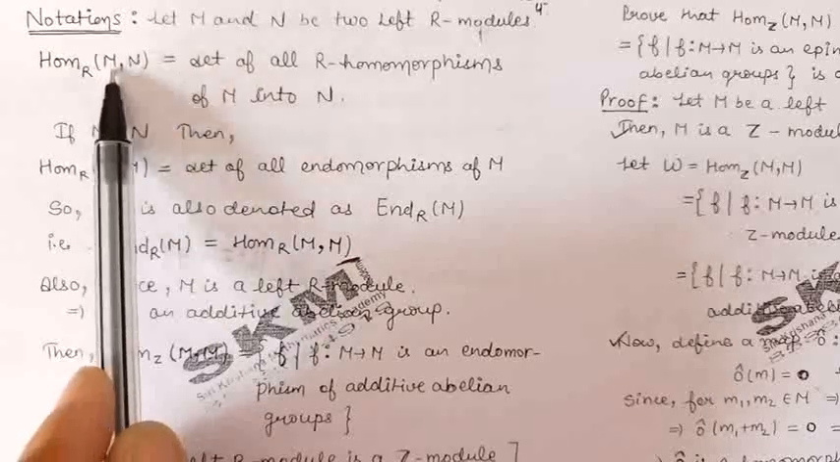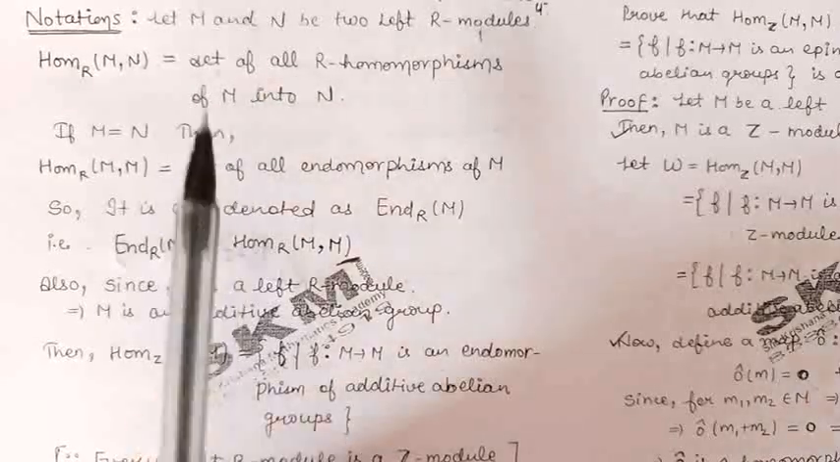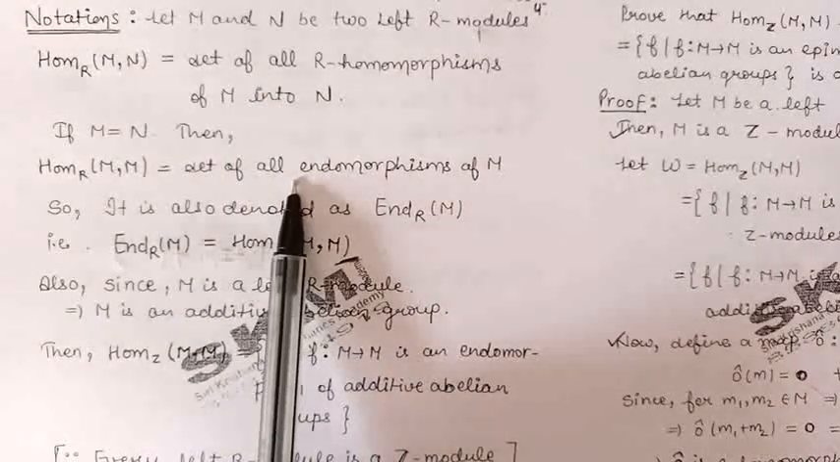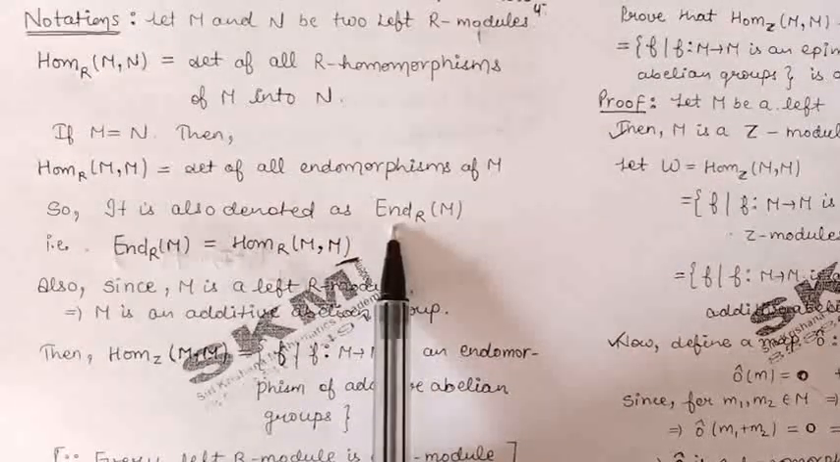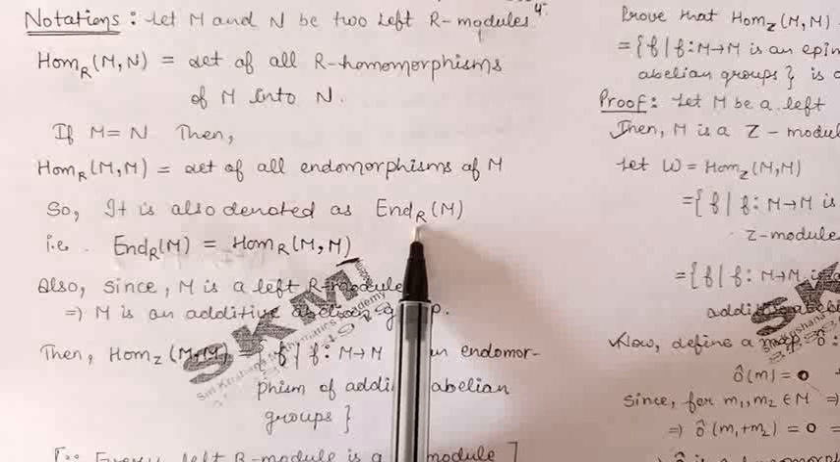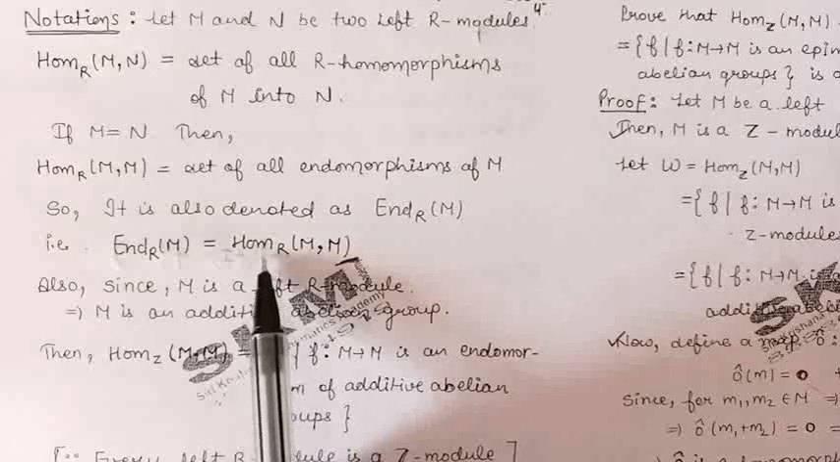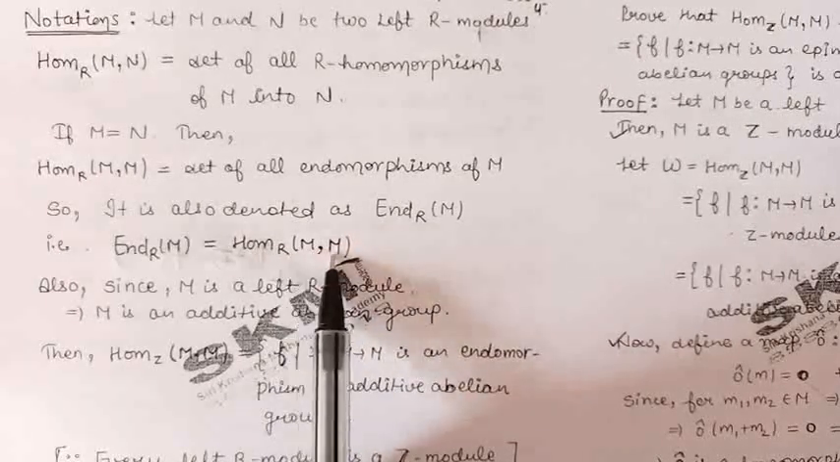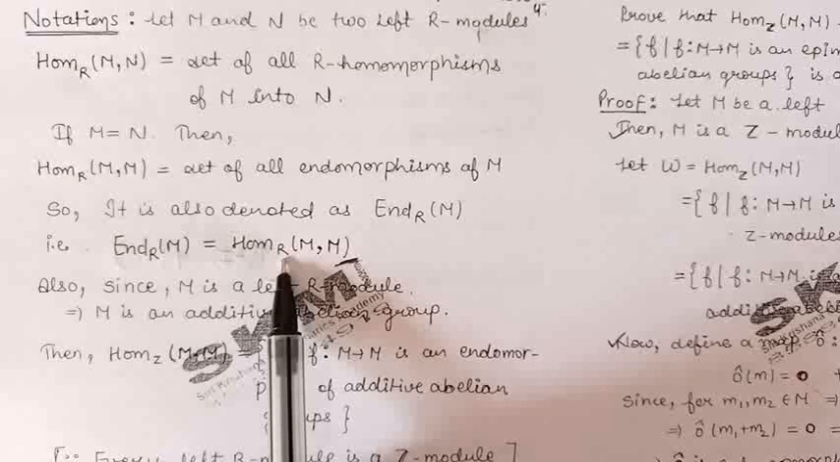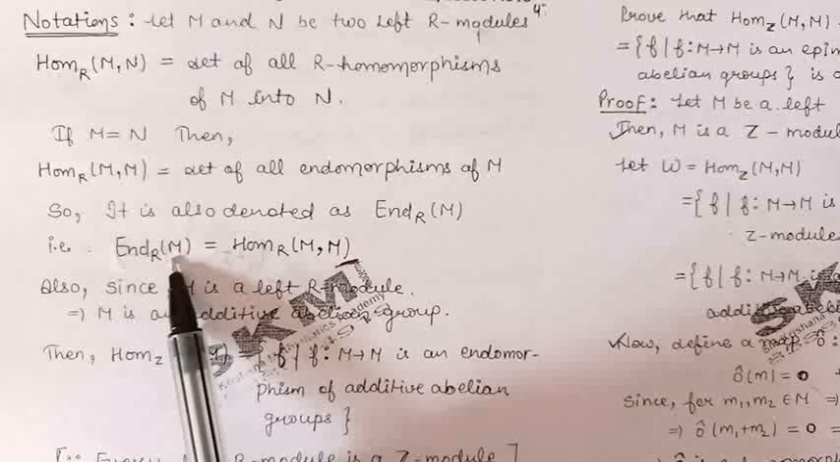In particular, if M and N are the same, in that case this will become the set of all the endomorphisms of module M, and it is denoted by the symbol endomorphisms of M. So we can write End, in the bracket we have M, and in the base we use the suffix R. Or you can use the notation Hom, in the bracket M comma M, and in the base you can write R. So this is the notation for the set of all the endomorphisms of module M.